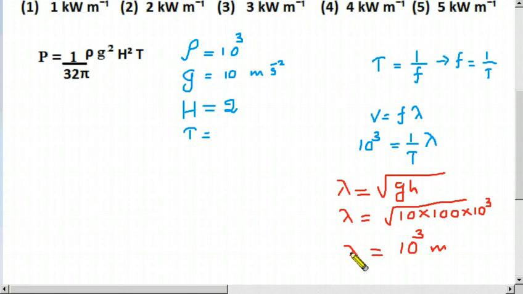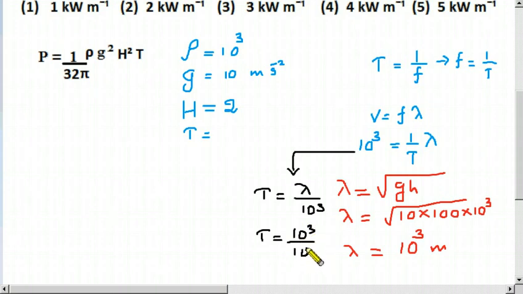So now we know lambda. We can use it in this equation and find T. T equals lambda divided by 10 power 3. So T equals lambda, which is 10 power 3, divided by 10 power 3. Already it is in this previous equation.